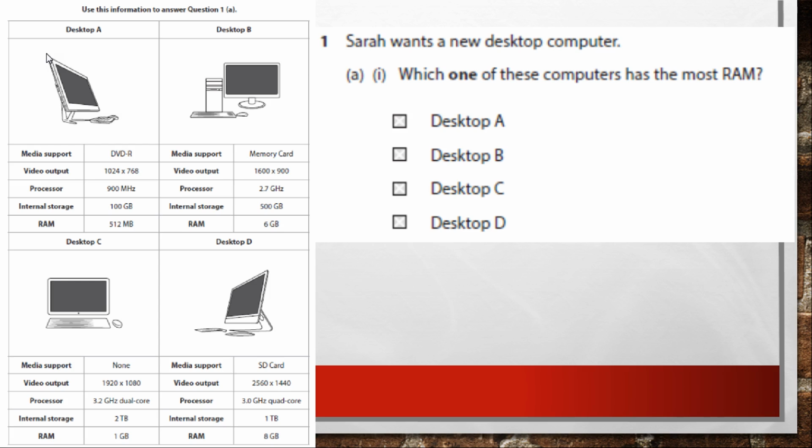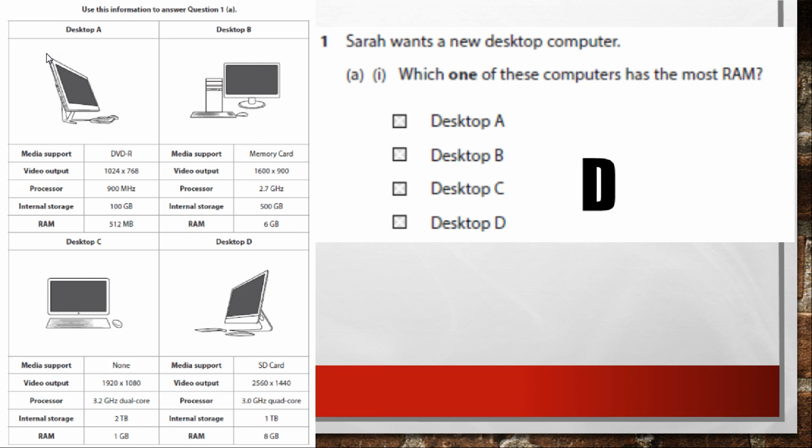So Sarah wants a new desktop computer. Which one of these has the most RAM? So RAM stands for random access memory. So we've got 512 megabyte, 6 gigabytes, 1 gigabyte, and 8 gigabyte. Okay, so those are the different RAMs. So what is the answer?